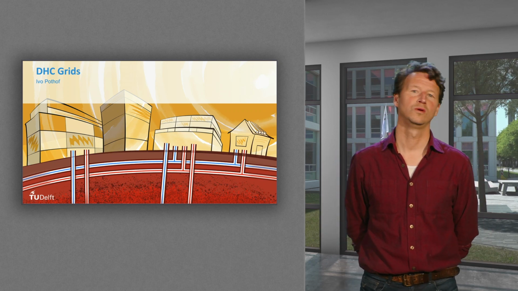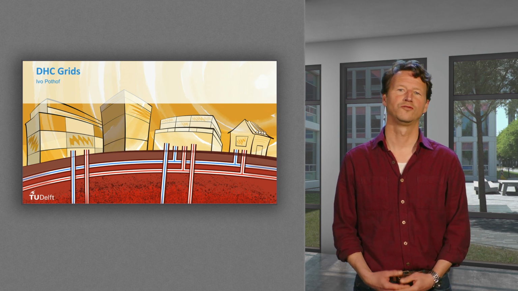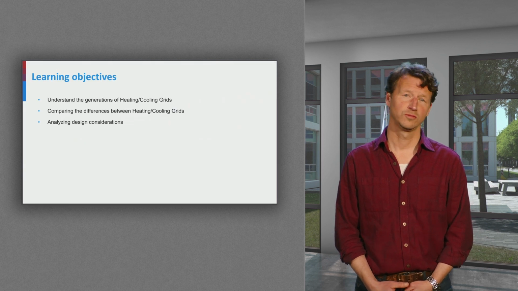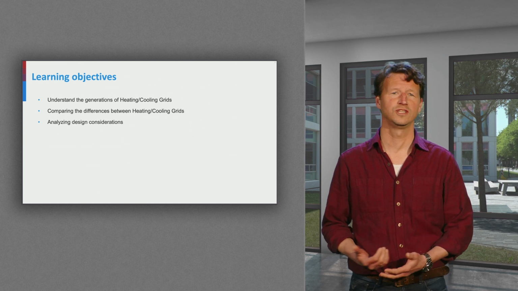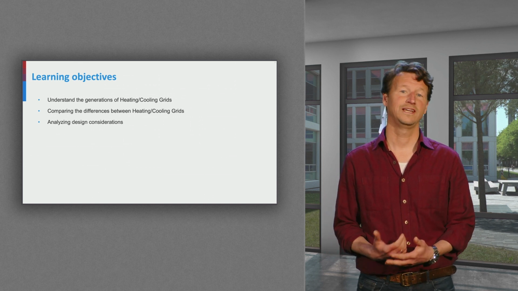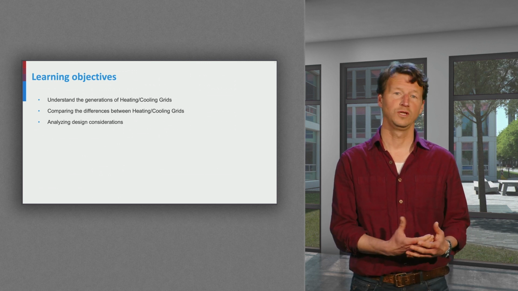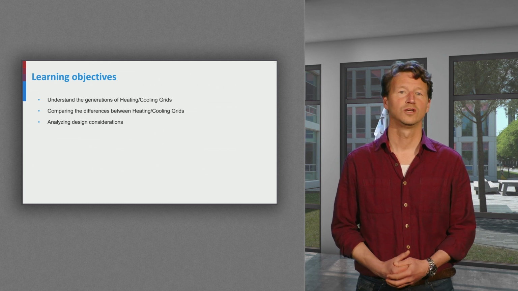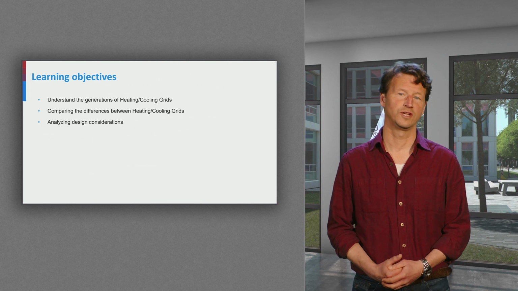In this video, we will talk about the design of heating and cooling grids and their role in future-proof integrated energy systems. The learning objectives of this video include a short historic overview of existing heating and cooling grids and the differences between these generations of heating and cooling grids. Then we look at the major challenges to decarbonize the heating cooling supply, and finally, we will look at the future research directions in this field.